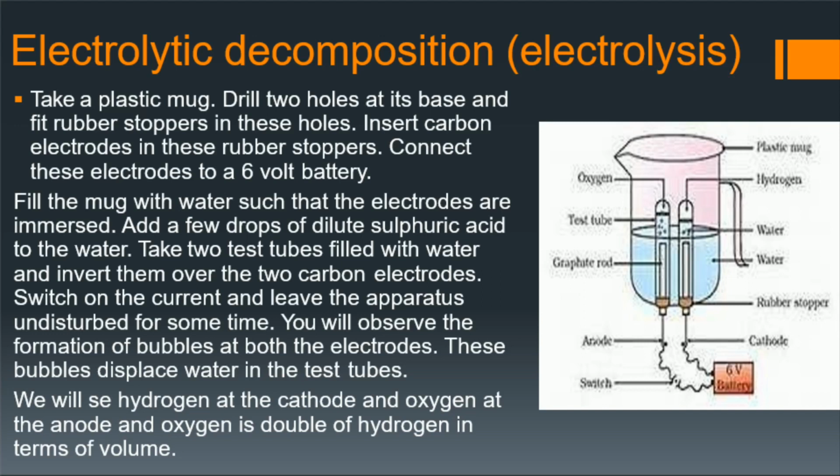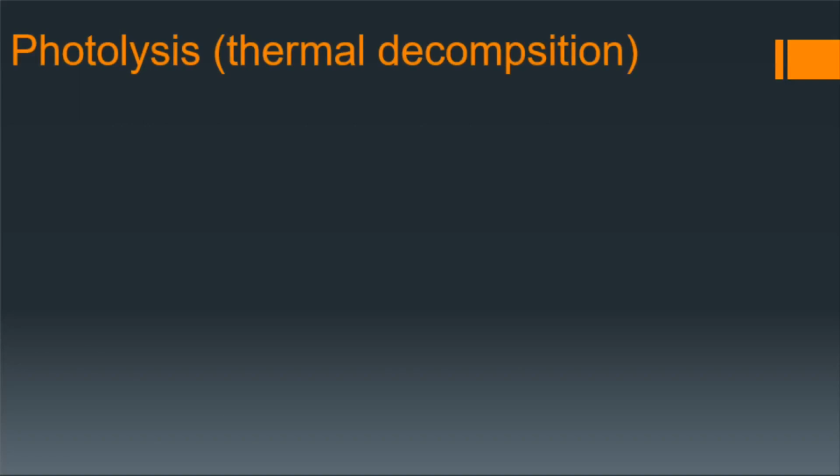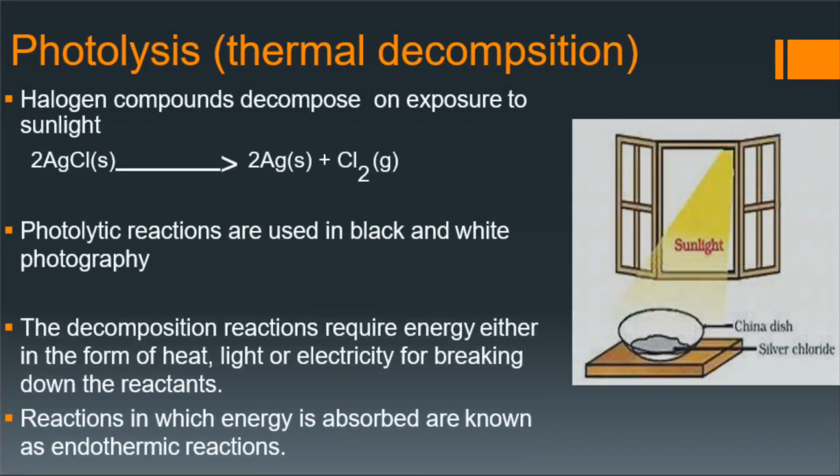We will observe hydrogen at the cathode and oxygen at the anode, and you'll notice that oxygen is twice the volume of hydrogen. Photolysis is a type of reaction in which light is used to cause a chemical change. In this case, halogen compounds decompose when exposed to sunlight. This kind of reaction is used in black and white photography and other scientific applications.